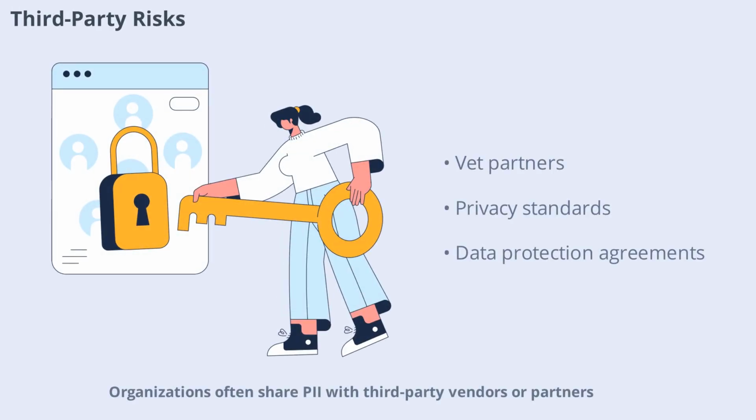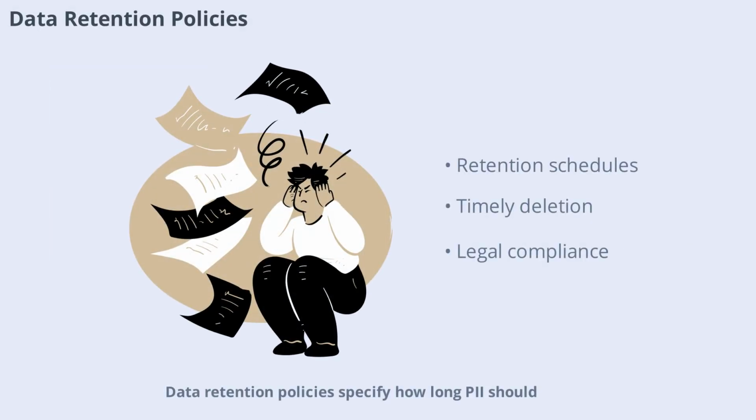Organizations often share PII with third-party vendors or partners. Each time data is shared, new risks are introduced. It's important to vet partners carefully, ensure they follow strict privacy standards, and have agreements in place to protect shared data. Data retention policies specify how long PII should be kept and when it should be deleted.